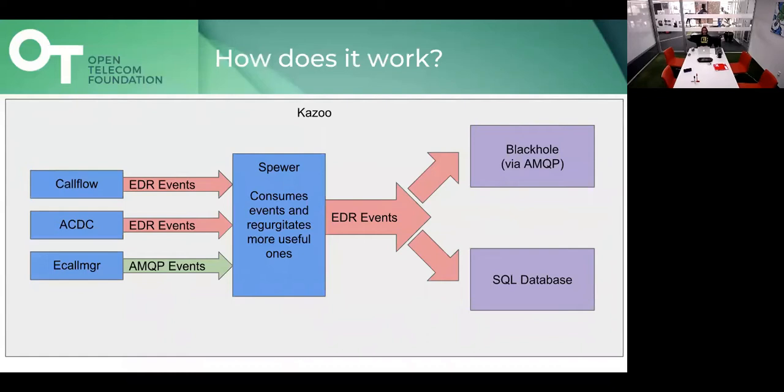So we get these events from call flow, so the position in the call flow, and various things like that. AC/DC events, so things relating to queues, and the normal AMQP call events from eCall Manager.